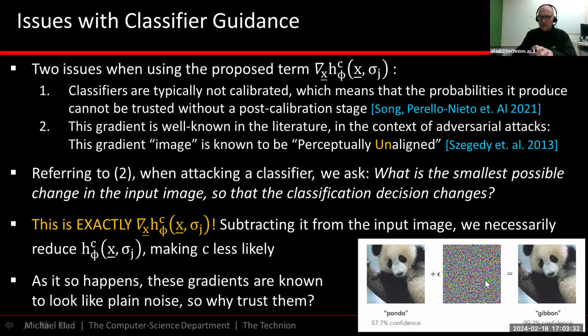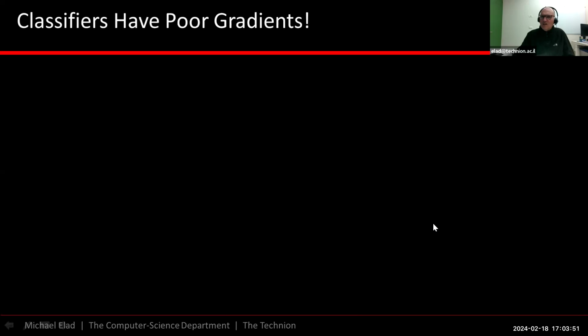So just to summarize, in order to attack classifiers, we compute exactly the same derivative. And we experienced the fact that these gradients are basically noise, pure noise. So why should we trust this noise to guide us? Okay, this is really strange.